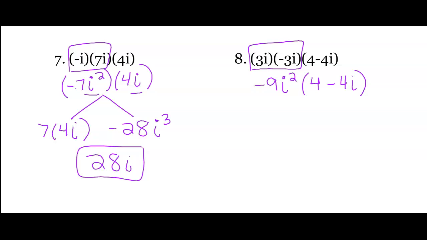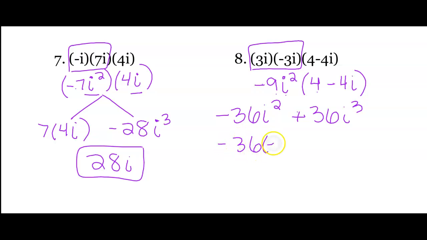So if you distributed it in, negative 9 times positive 4, negative 9 times negative 4 i squared times i. It's like variables. x squared times x is x cubed. x squared times x squared is x to the 4th. i squared is negative 1, because you multiply by negative 1 and you get 36.